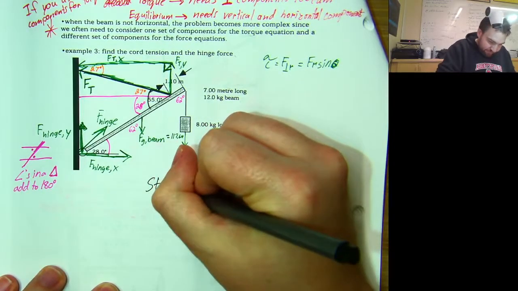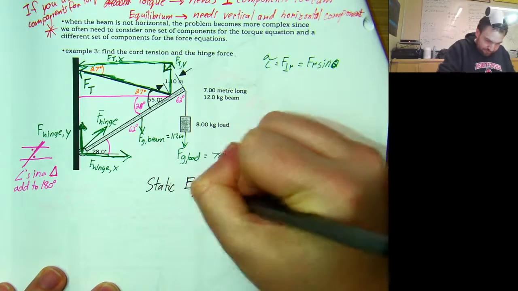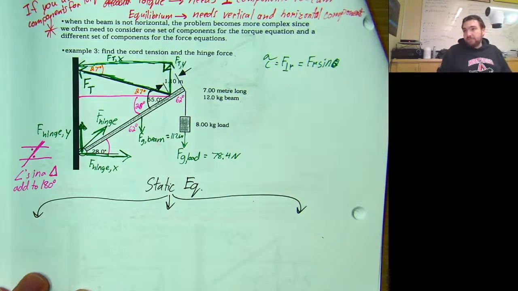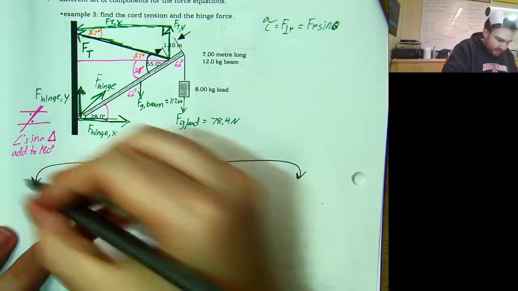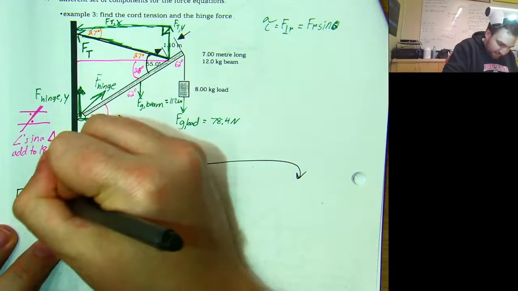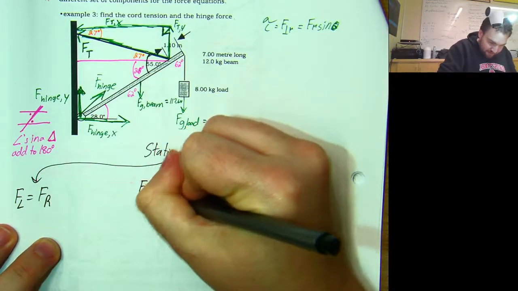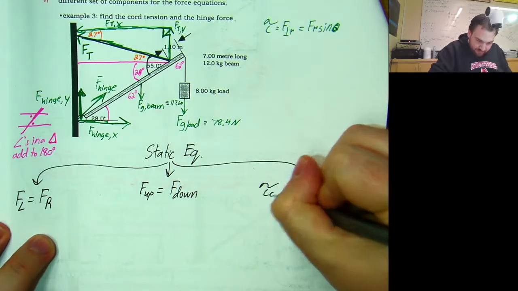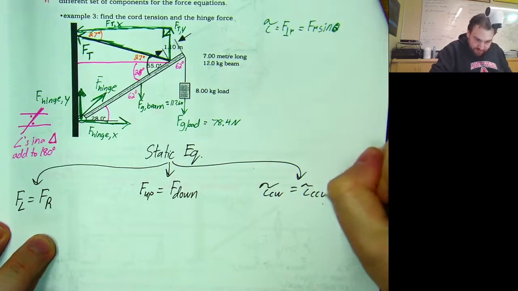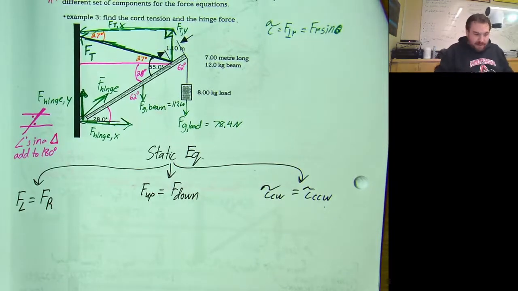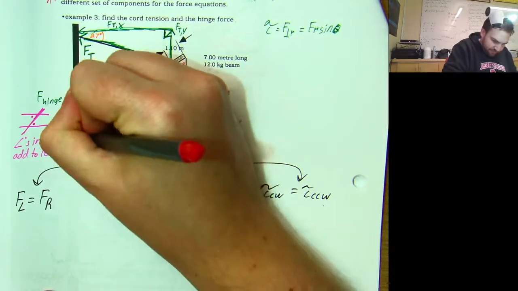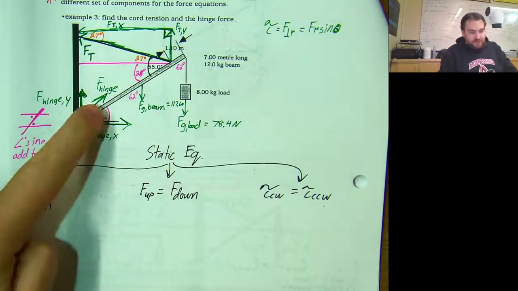Static equilibrium gives us three situations. My forces left equal my forces right. My forces up equal my forces down. And torques clockwise equal torques counterclockwise. It's important, if this is my hinge, I want to put the pivot where the hinge is, because that's going to eliminate the force we don't know from providing a torque.